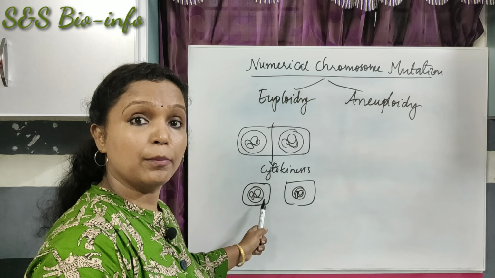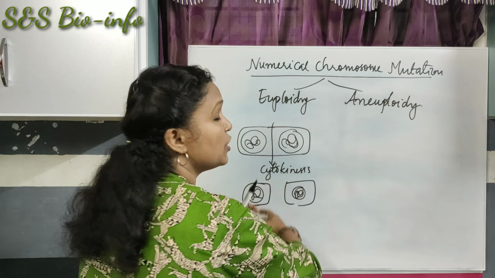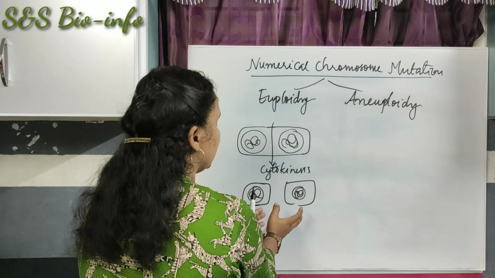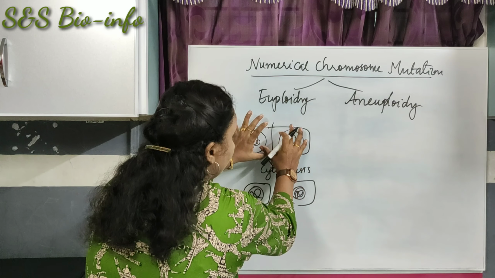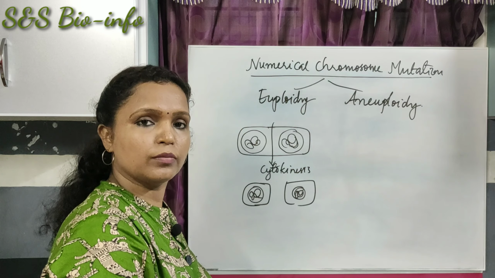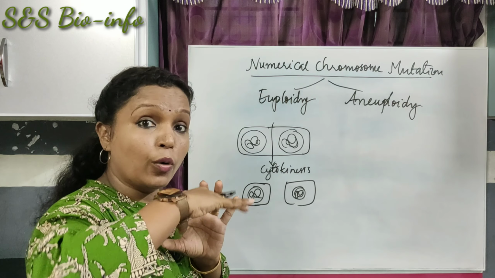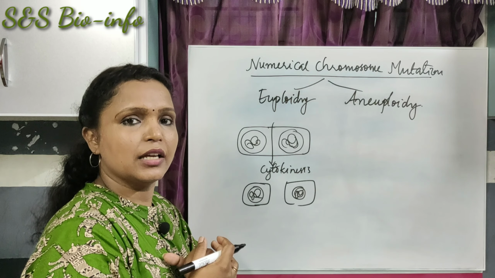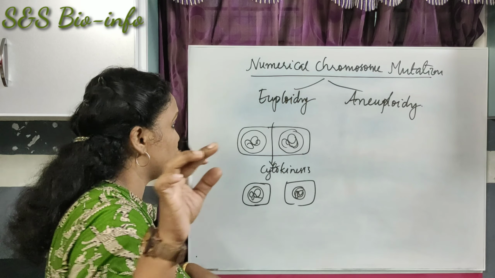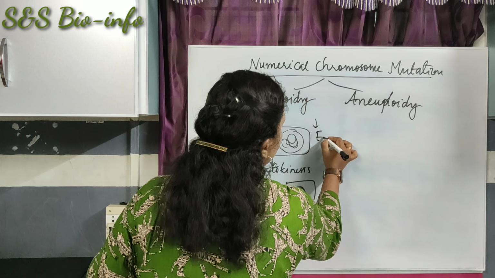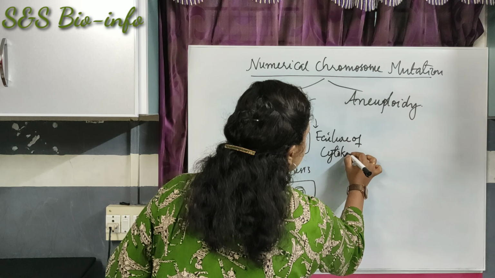If it doesn't happen, what is the result? The doubling of the whole set of chromosomes in the cell. So in the resultant cell, instead of these two, one cell forms with two sets of chromosomes. So instead of a haploid, it has one more set of the whole number of chromosomes. That is euploidy. So euploidy occurs due to the failure of cytokinesis.